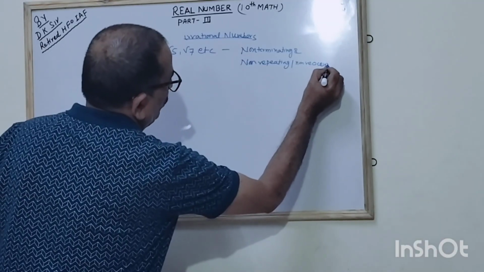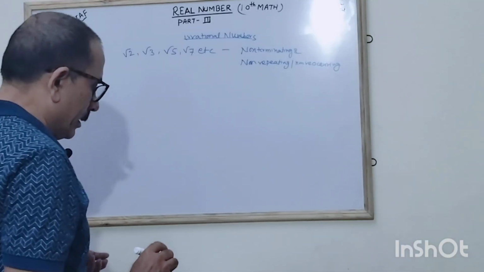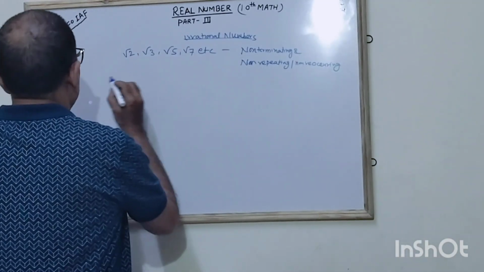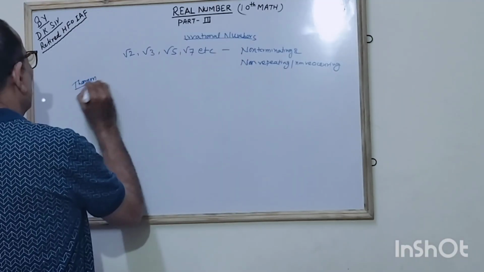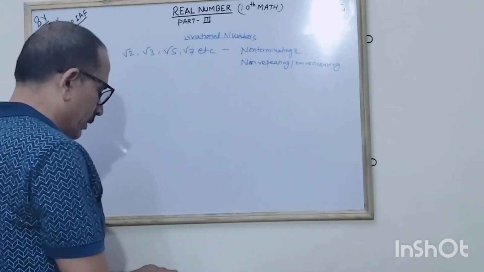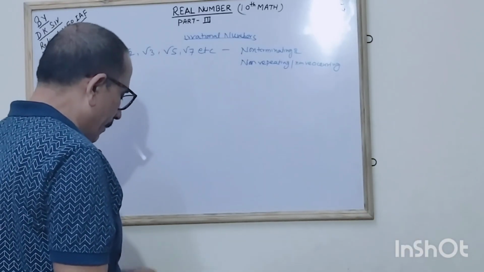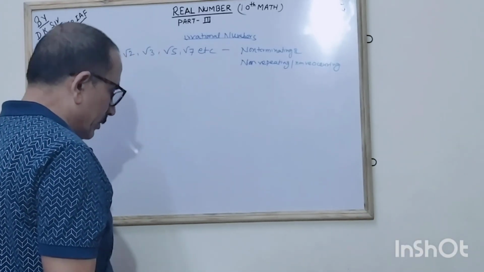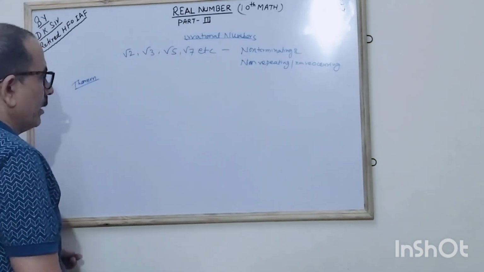Non-recurring, correct? That you can also see. So this is called an irrational number. One of the theorems is here. What is a theorem? This is a part of the first theorem you have understood, correct? The first theorem you have gone through. This is a part of the first theorem, the fundamental theorem of arithmetic. So this is a part of that.